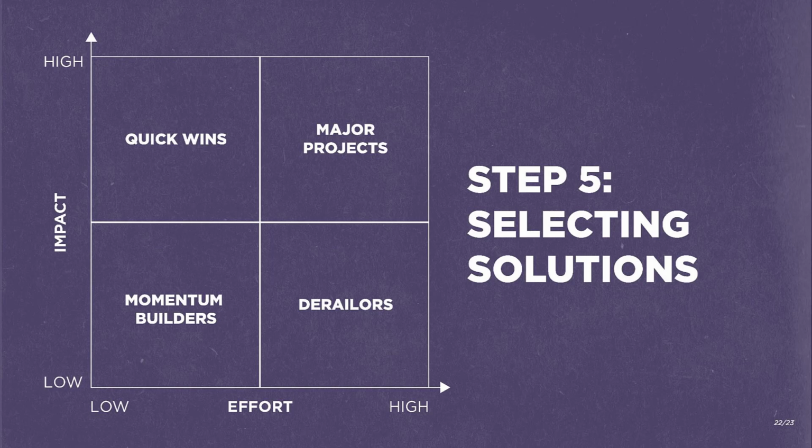On the x-axis is the ease of solution implementation, easy and difficult, and on the y-axis, impact of solution implementation, high and low. You can allocate each of your proposed solutions to one of the 4 resulting matrix quadrants: quick wins, momentum builders, major project, and derailers. Based on your matrix, you might prioritize the easy and low-cost solutions and put off or reject the difficult and high-cost solutions.